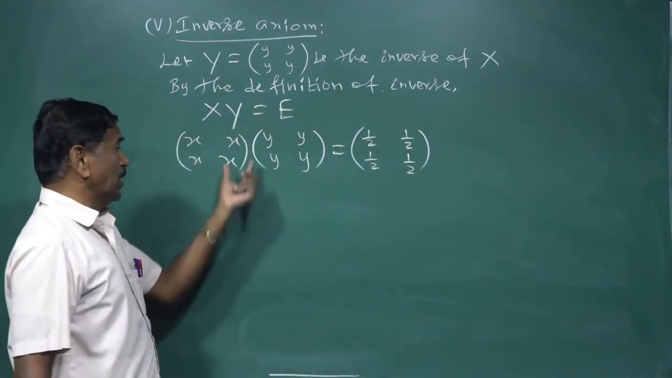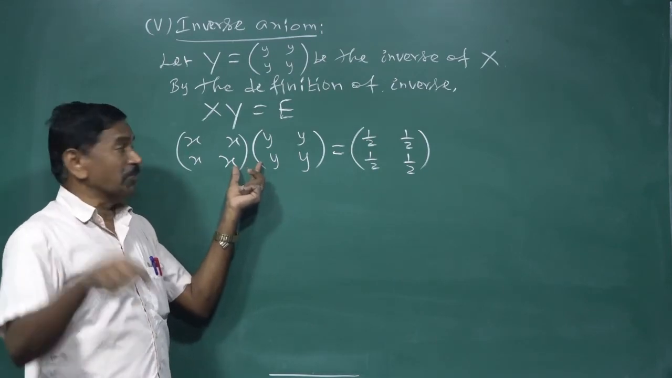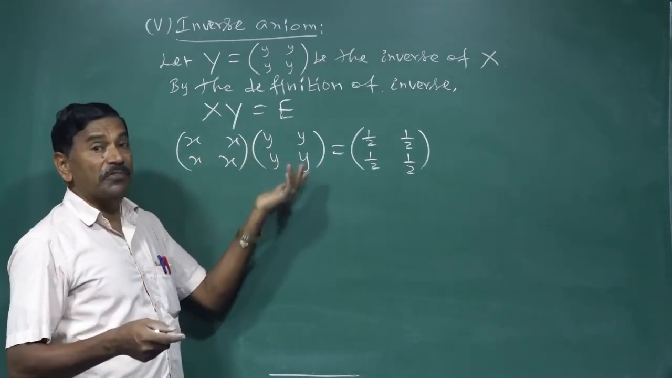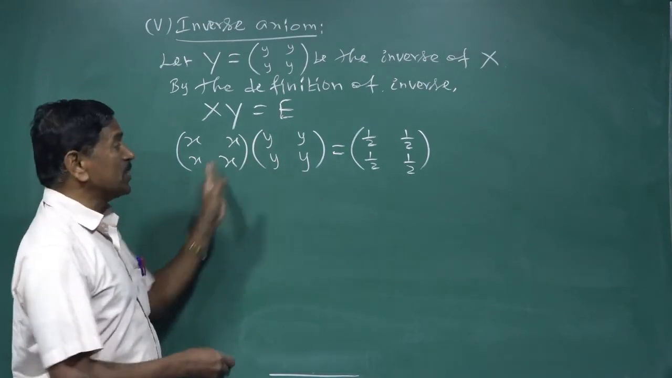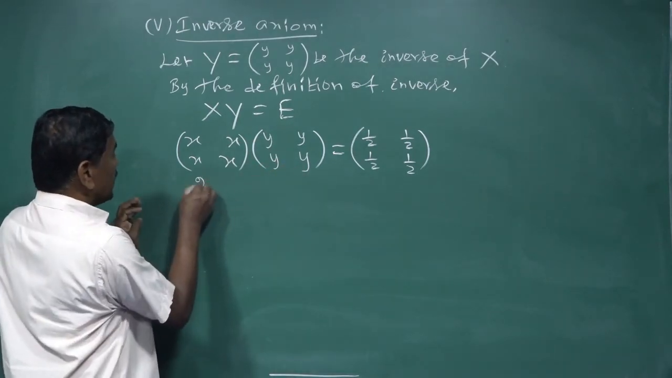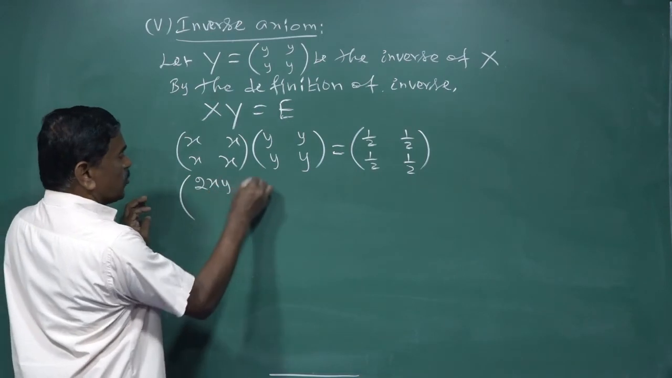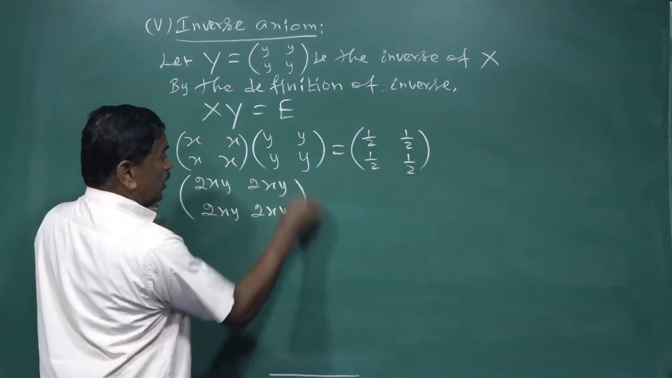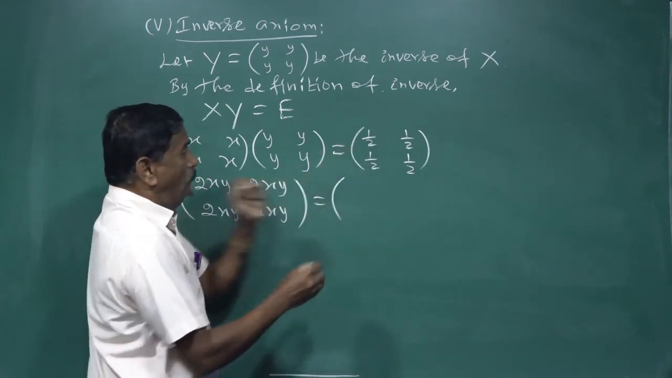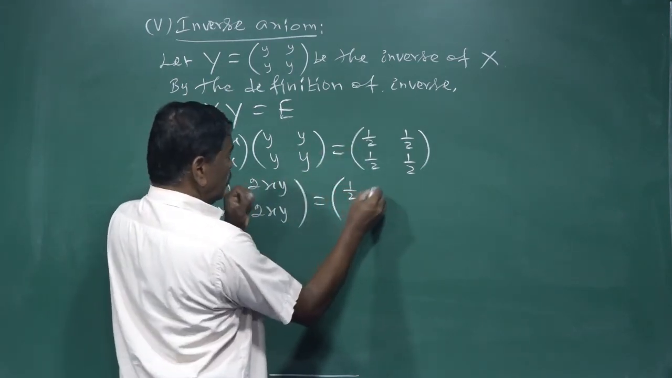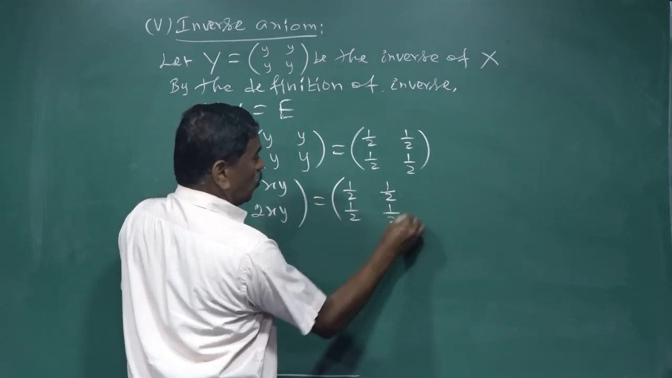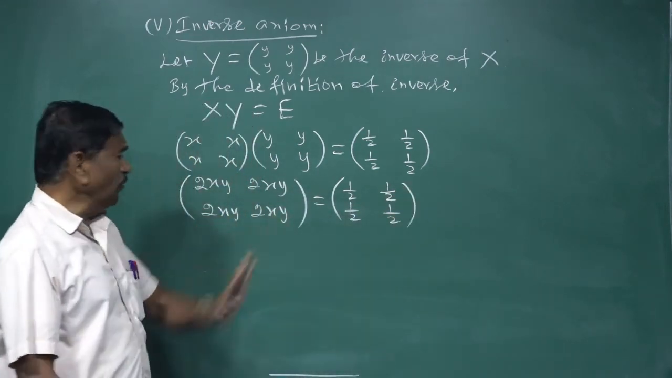Now it is very simple. What is the left side? Yes, very good. X into y is equal to xy, but from the closure axiom, we already found the answer is 2xy because of the multiplication. Now listen, your answer is 2xy, 2xy, 2xy, 2xy is equal to 1 by 2, which is fixed.